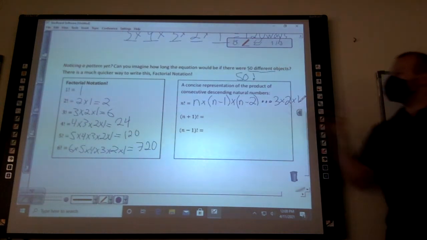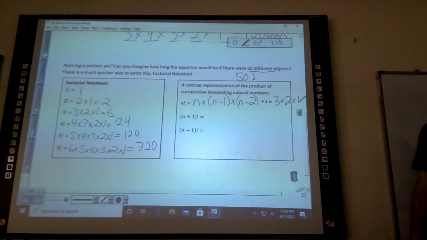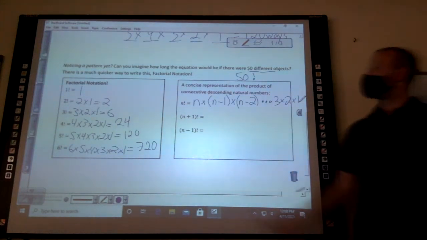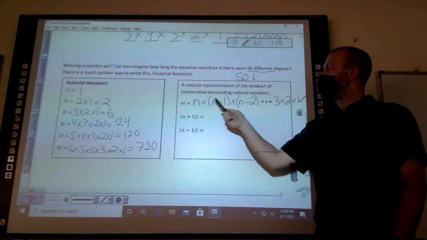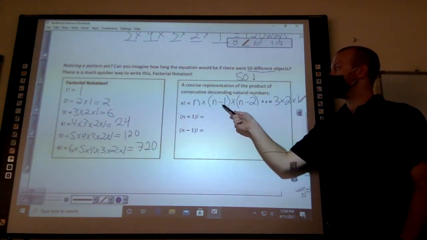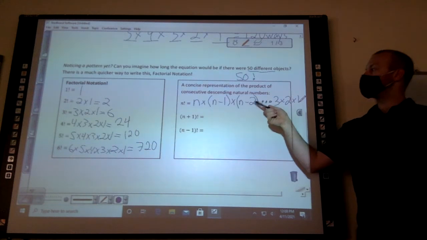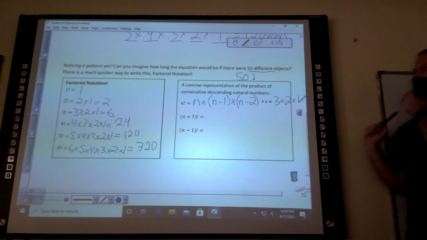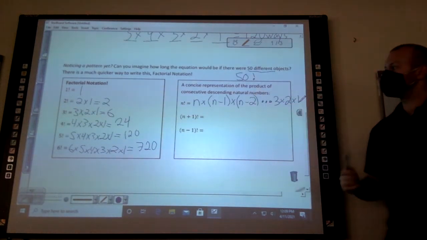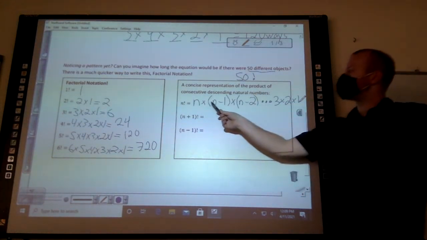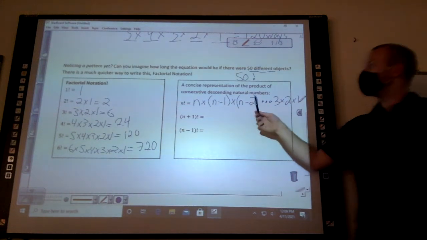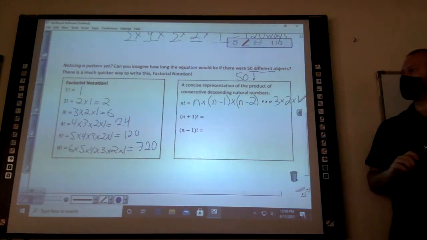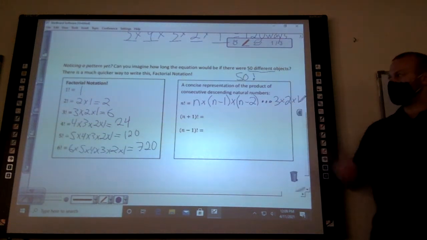So in this case, suppose I tell you n equals 6. So if we did this, I'd get 6 times 6 minus 1, which is 5, times 6 minus 2, which is 4, and then it would be 3, 2, 1. So this works. If this was 50, it'd be 50 times 50 minus 1, which is 49, 50 minus 2, 48, then it would keep going until you eventually reach 1. So that's essentially what this is.